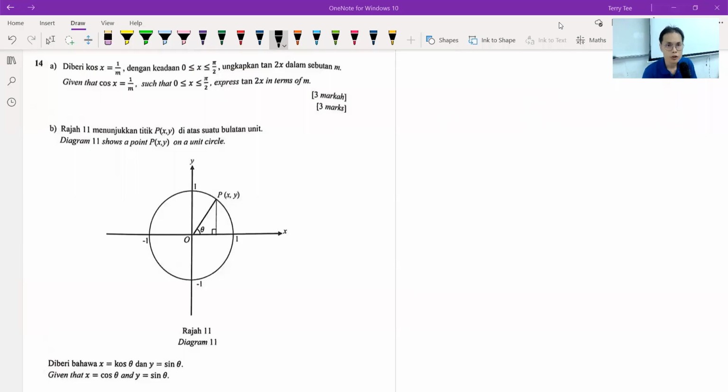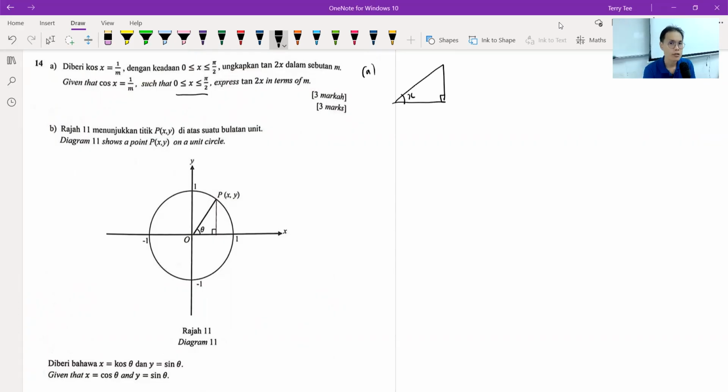Okay, question number 14. You're given that cos x equals 1 over m such that x is an angle between 0 to 90, pi over 2. Express tan 2x in terms of m. This one I would draw a triangle like this because it's a right angle triangle. The angle x is anything between 0 to pi over 2. Pi over 2 is 90.